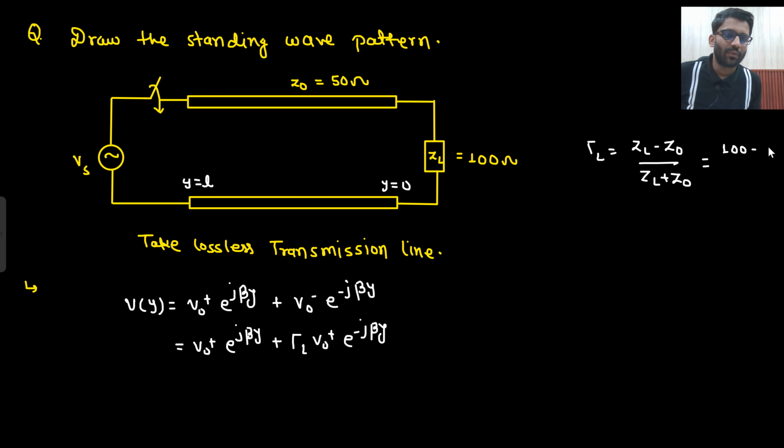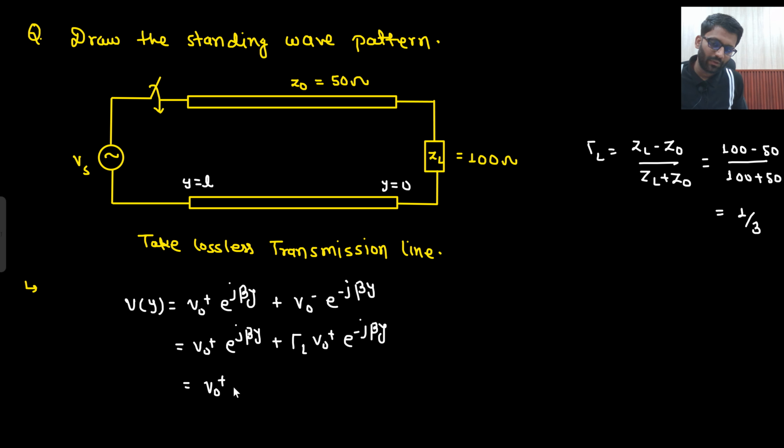This is a resistive load. So for different conditions, we will find out the standing wave pattern and then we will make a conclusion. So this is coming out to be 1 by 3. So what are you getting here? V naught plus e to the power j beta y, plus V naught plus by 3 e to the power minus j beta y.